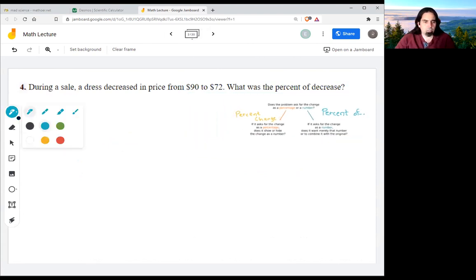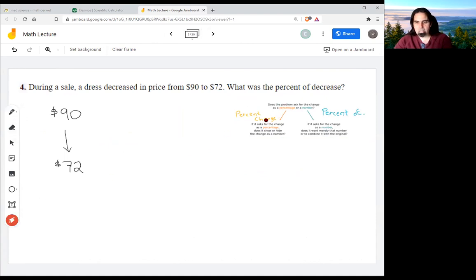So we have an initial price of 90. It goes down to 72. And they're asking, what is the percent? So they're looking for the percent. So this is the percent change one, right? It's asking for the percent. Does it show me or hide what the change actually is?